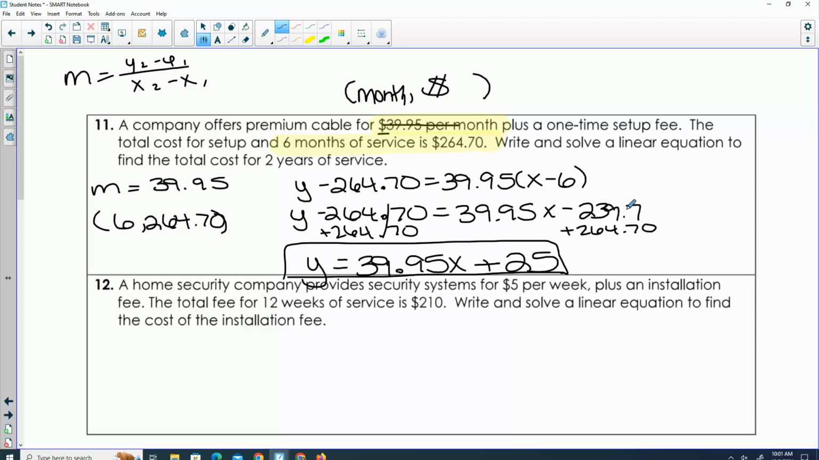So then the second part says, find the total cost for 2 years of service. All right, we have to be careful. What did I say the x represented? Months. So 2 years is how many months? 24. 12 months in a year. So in 2 years, that would be 24 months. So I'm plugging in a 24.